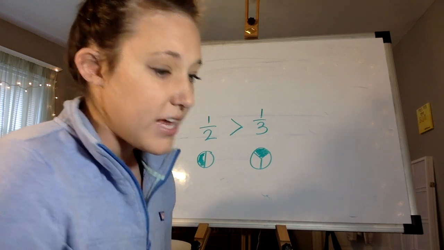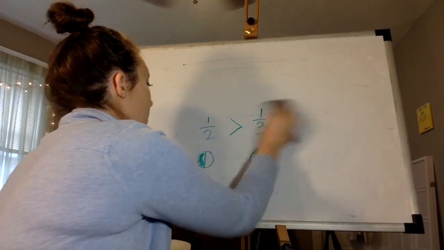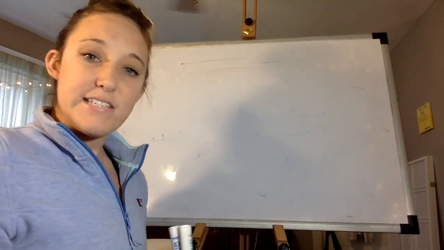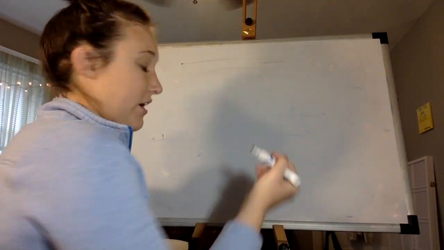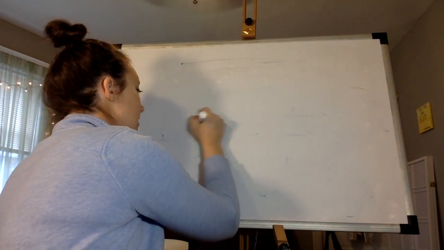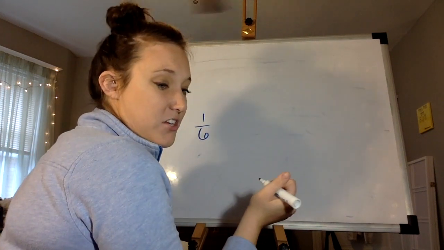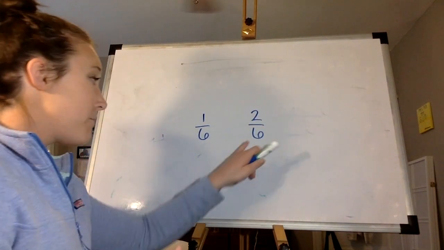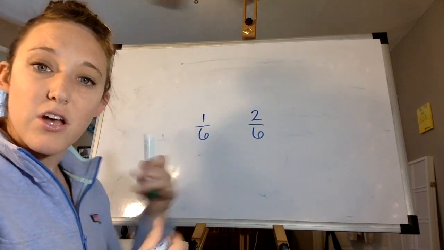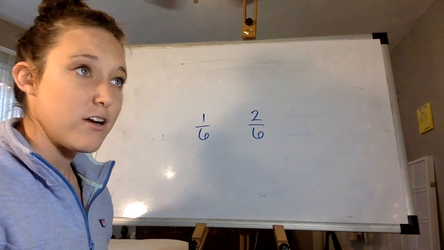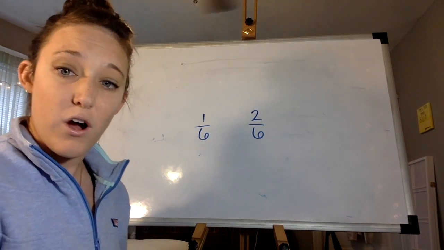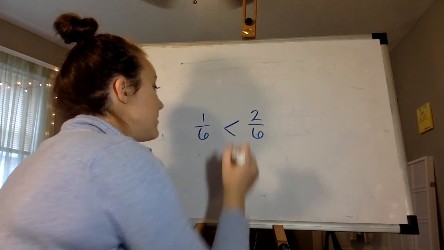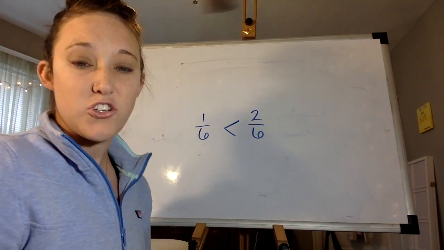Let's also look at number 10, where we are looking at the same denominator. So we've got 1/6 compared to 2/6. If you remember, the same denominator means all you need to do is compare the numerator. Since I know that the number 1 is less than the number 2, 1/6 is less than 2/6.